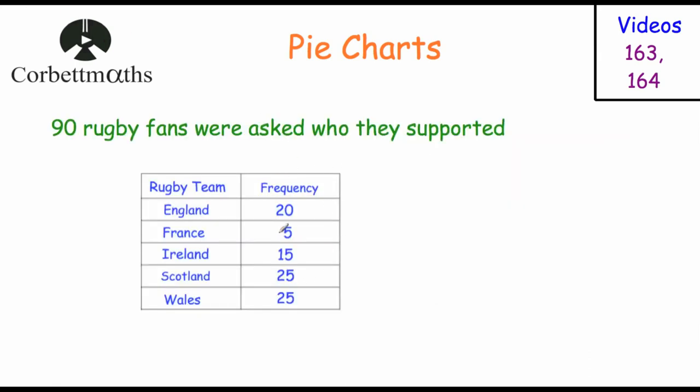To draw a pie chart, the first thing you need to do is add up the frequencies. We know there's 90 rugby fans, so if we add them all up, we'll find there's 90. Then we need to divide the whole circle, 360, by that number of people. So 360 divided by 90 is equal to 4. That means each person is given 4 degrees in the circle. Now 20 people supported England, and each of those people get 4 degrees, so if we multiply by 4, we'll see what angle they should have in the pie chart.